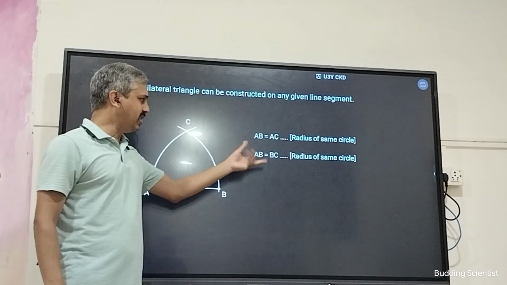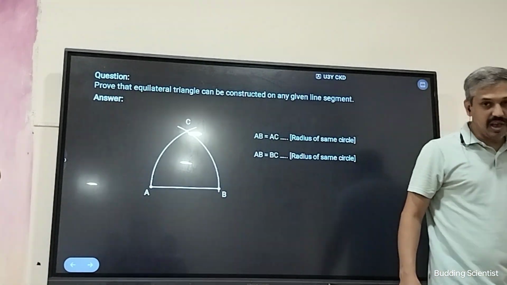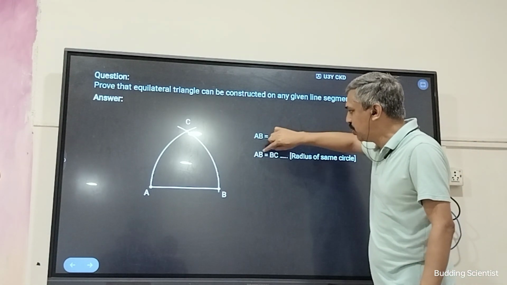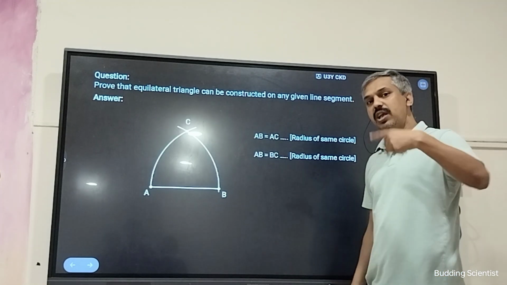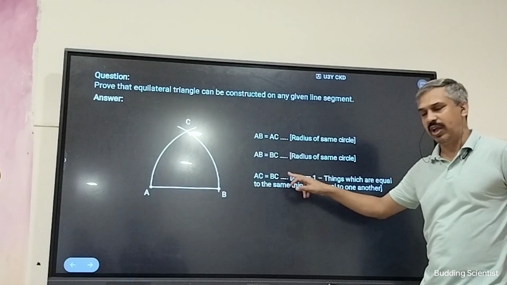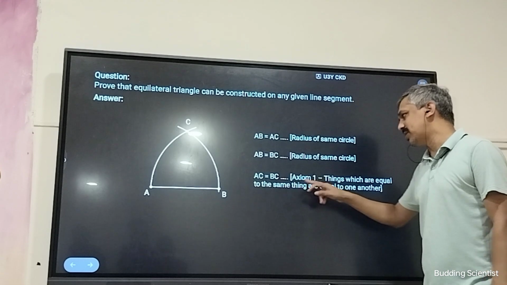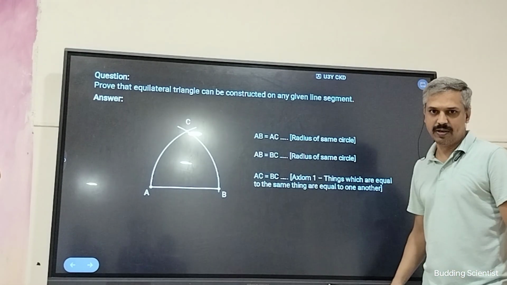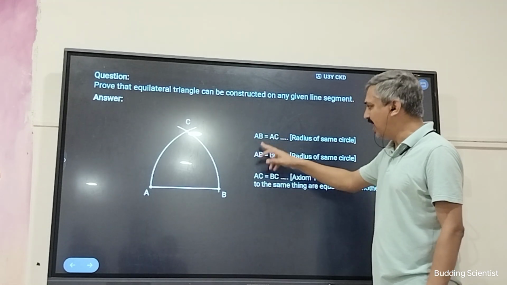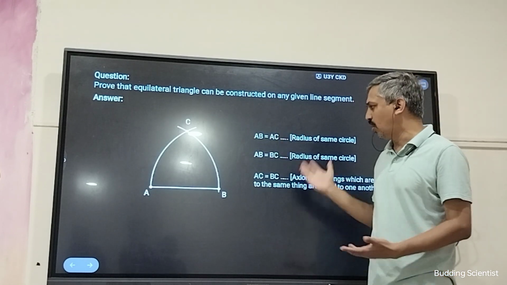AB and BA are the same. So AB is equal to BC, the radius of the same circle. Now again we can use Euclid's axiom. AC is equal to AB, and BC is equal to AB. The things which are equal to the same thing are equal to one another. So AB is equal to BC because axiom 1 says that things which are equal to the same thing are equal to one another. That is how we get AB equal to BC, and AB is equal to AC is already established.